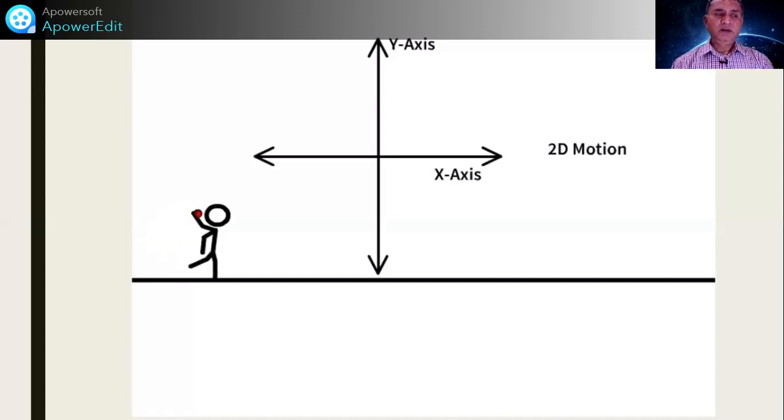So, you can see a boy is throwing a ball, right? And the ball is not only traveling vertically like this, but it's also traveling horizontally. It means the ball is covering horizontal distance and vertical distance at the same time. So here we can see that it's a two-dimensional motion, right?